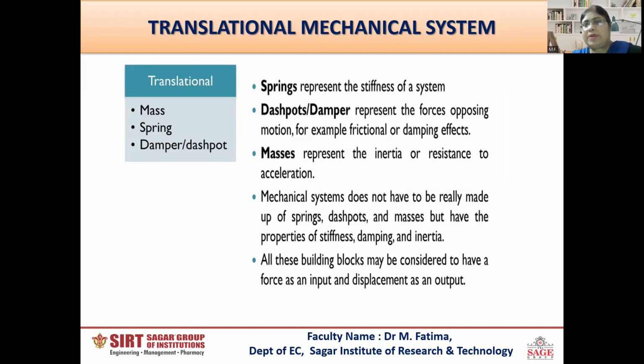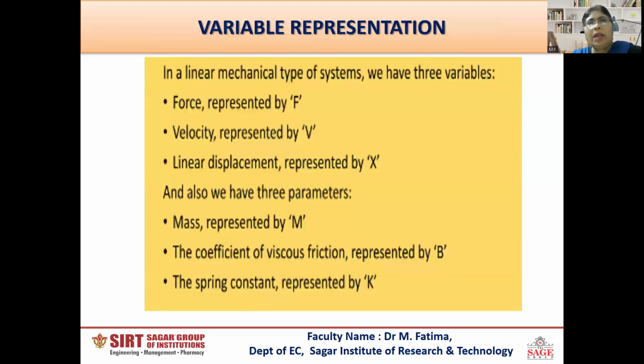The mechanical system does not have to be really made of springs, dashpots, or masses, but it has the properties of stiffness, damping, and inertia. So all these building blocks may be considered to have a force as an input and displacement as an output. In a linear mechanical system, the force is represented by F, velocity by V, displacement by X, mass by M, the coefficient of friction by B, and spring constant by K.